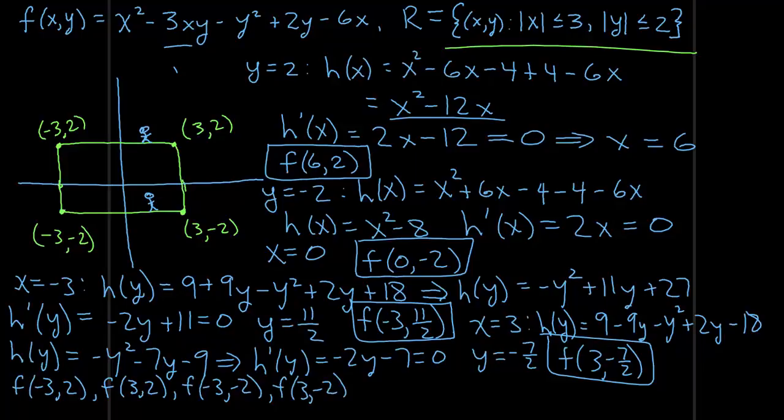Now, so we've got 4, 5, 6, 7, 8. We've got 8 points to plug back in the function. Whatever the largest value is, that's our maximum. Whatever the smallest value is, that's our minimum. There's no max or min on the interior. The max or min in the interior just gives us a saddle. That's all it gives us.